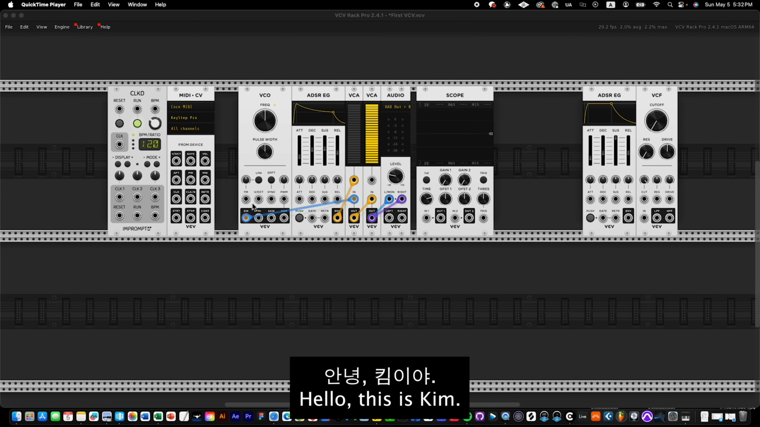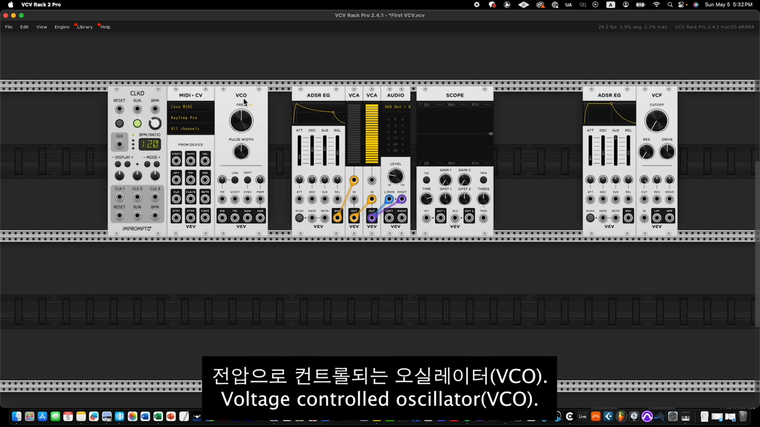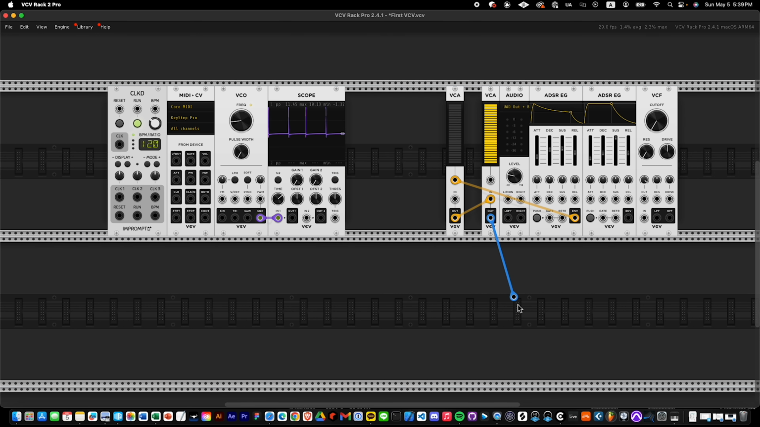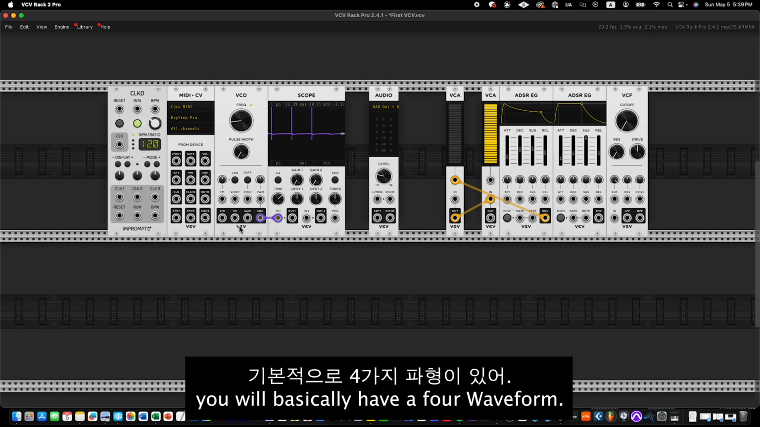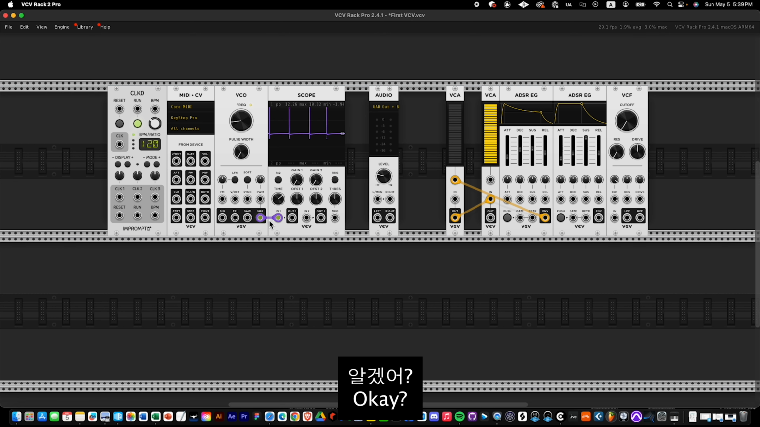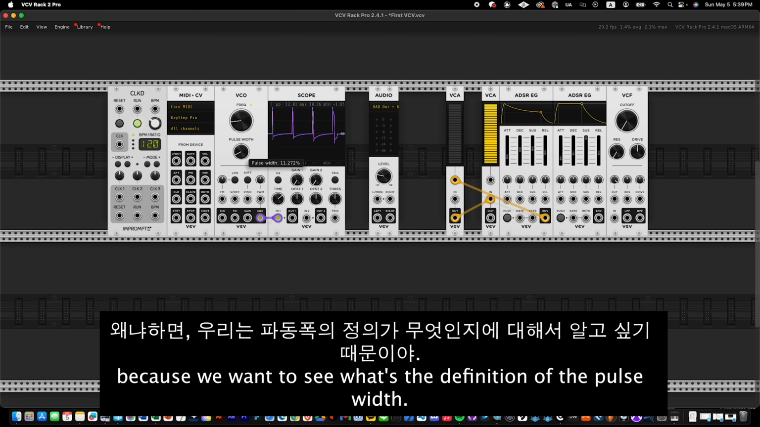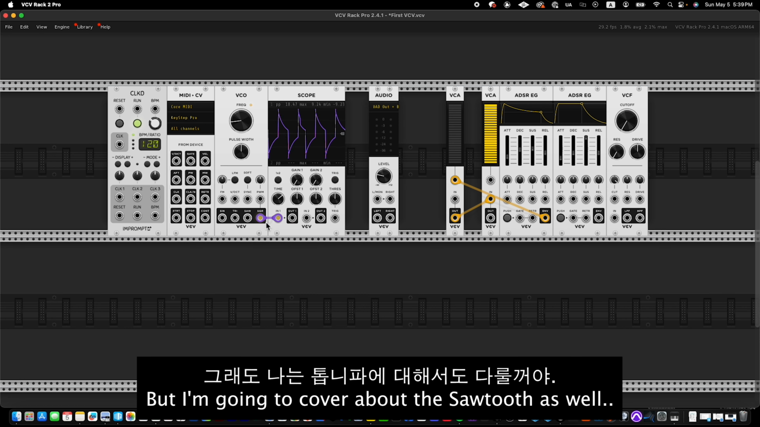Hello, this is Kim. Today we'll cover the VCO, voltage controlled oscillator. On the oscillator, you basically have four waveforms: sine wave, triangle, sawtooth, and square. Today we are just reviewing square because we want to see what the definition of pulse width is, but I'm going to cover the sawtooth as well.